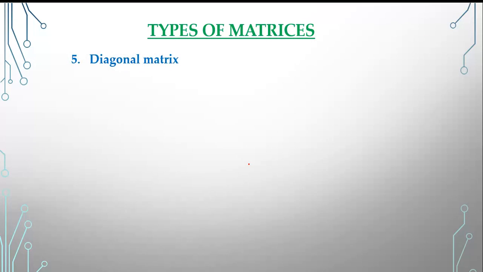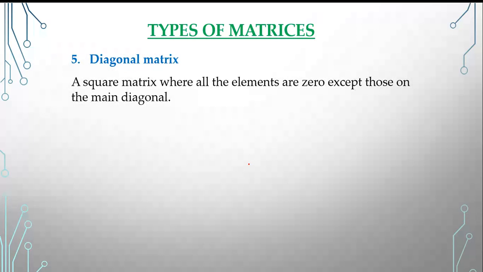Next type of matrix is diagonal matrix. So what is the diagonal matrix? A square matrix where all the elements are 0 except those on the main diagonal. So what is the main diagonal? If we have suppose this type of matrix, so what is the main diagonal in the matrix? Actually this is the main diagonal of the matrix. Any matrix we have, this is the main diagonal of the matrix. Not this one. This is not the main diagonal of the matrix, right? This is the main diagonal of the matrix.